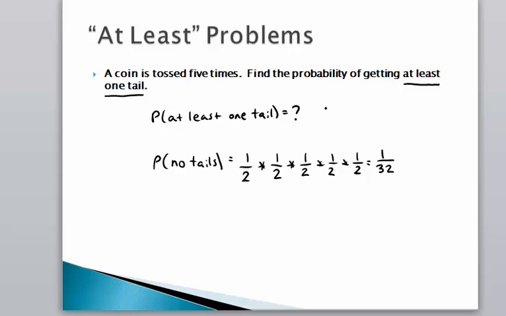Again, remember that when we take an event and its complement together, the probabilities equal 1. So in order to find the answer here, I can take 1 and I can subtract off the part that I don't want, which is going to leave me with the part that I do want. And so my final answer is going to be 31/32, or as a decimal, 0.97.